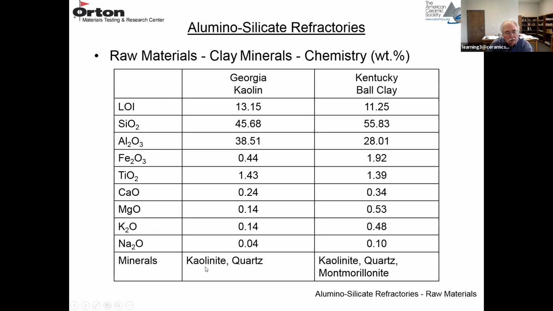And the Georgia kaolin, if you X-ray it to see what phases are present, you have kaolinite, the clay mineral, but you also pick up some quartz. And in the Kentucky ball clay, you have kaolinite, you have some quartz, and you have another clay, montmorillonite. So there's 3 different minerals here and 2 here. But the majority of the phases present are the kaolinite clays.